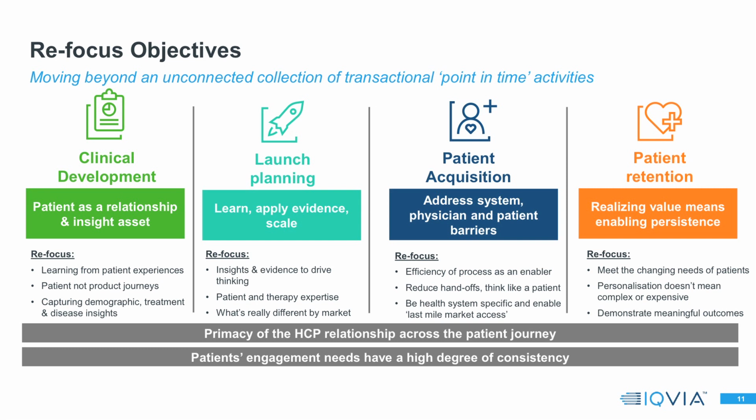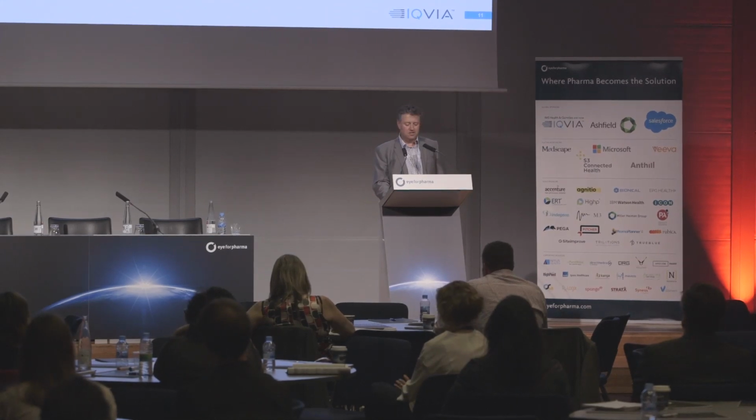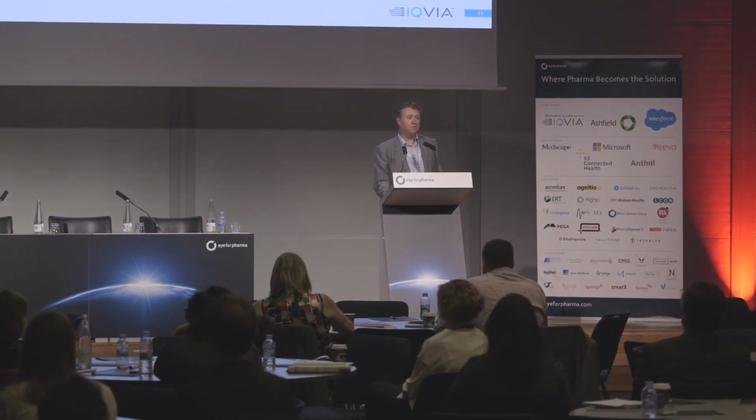So I think we need to refocus these objectives and think about a continuum of activities, not a set of point-in-time activities. So through clinical development, be learning about patient needs alongside what we're doing with our clinical trial processes. Then look to transition that learning into informed launch planning, doing work with data insights that enable you to plan activities that are going to work based on not only the evidence you have from your trial, but also wider evidence that's out there in the marketplace as well, and from working with patients to understand what's going to work for them.